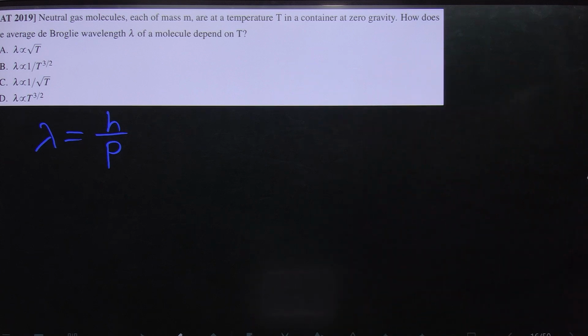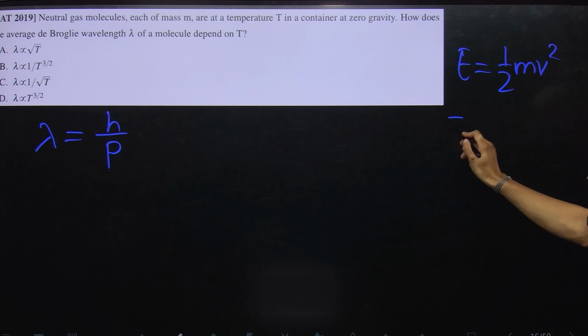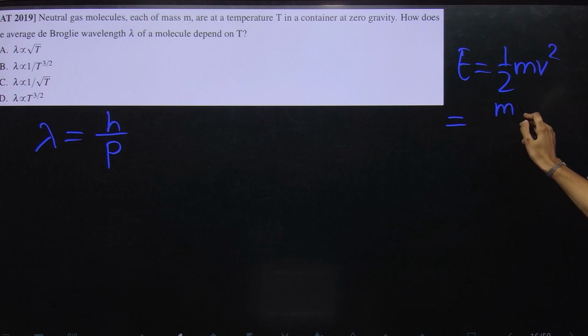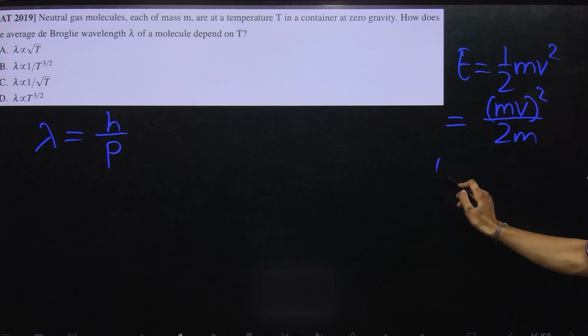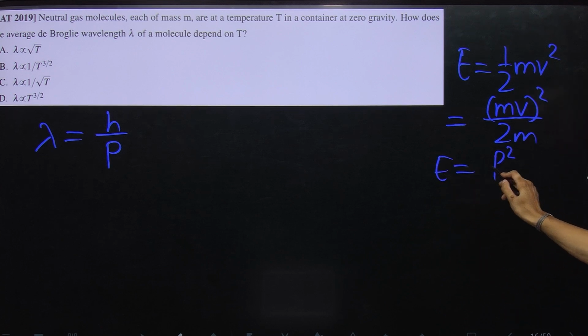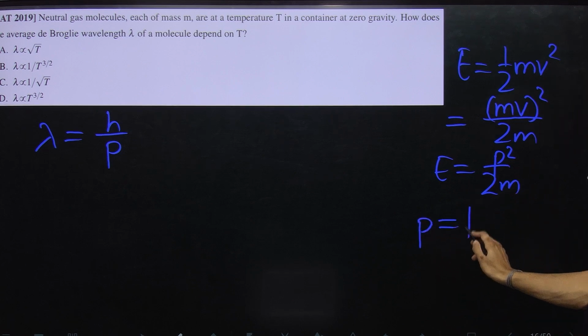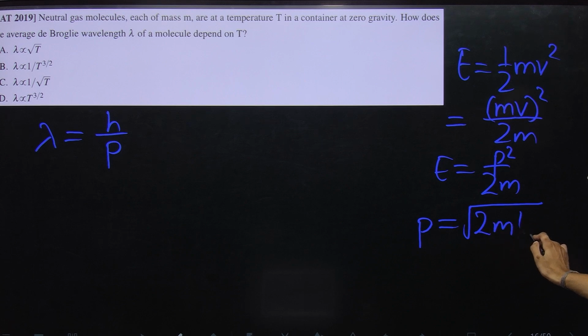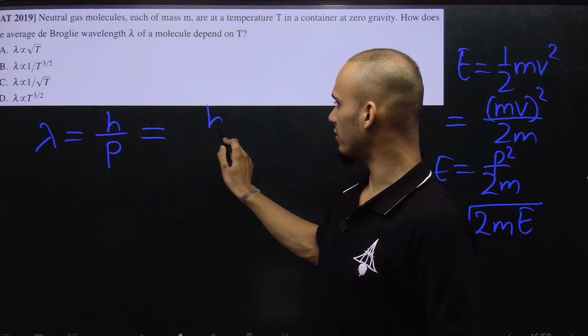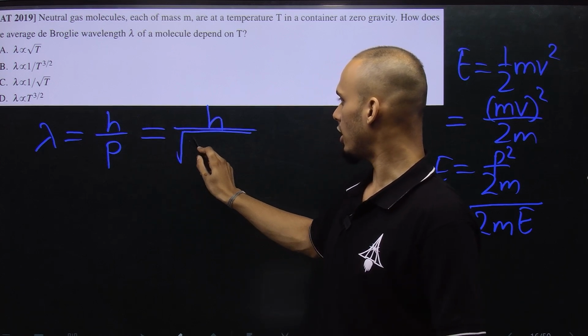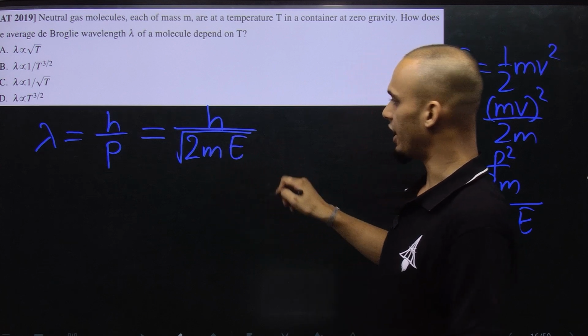If we want to relate the momentum with the energy, we can write kinetic energy as half m v square for some molecule. Multiplying and dividing by m, we get (m v) whole square upon twice of m, and that gives us the famous relation E is equal to p square upon 2m. Now writing p in terms of energy, we get p is equal to under root twice of mass into kinetic energy E. Substituting in the value of de Broglie wavelength, we get the relation h upon under root 2 into m into kinetic energy.